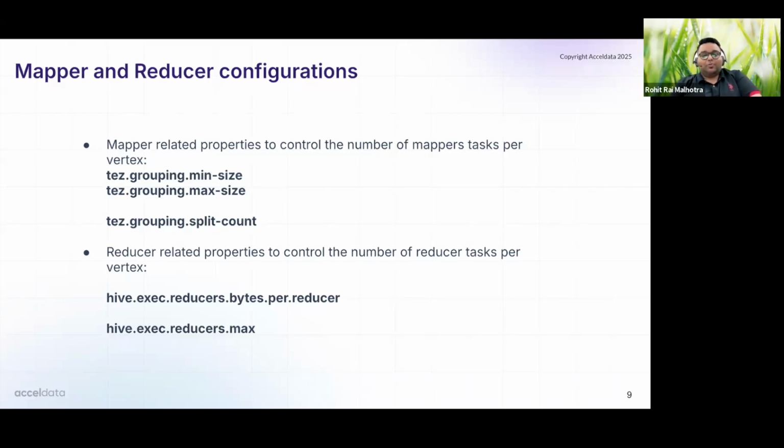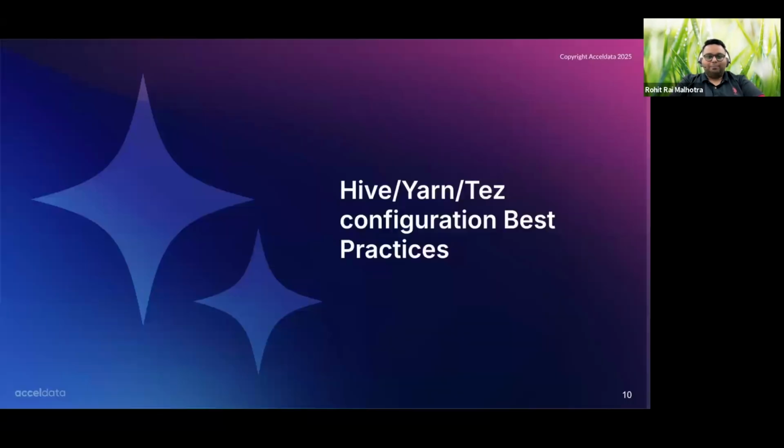Now there are other ways as well where you can specify the reducer count, specifying the number of reducer tasks starting for individual reducer vertex, but that is not a recommended way. Rather, use bytes per reducer property to govern the number of reducers. We'll talk about this further on as well about the reducer tasks.